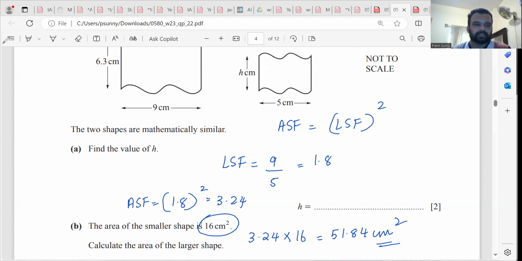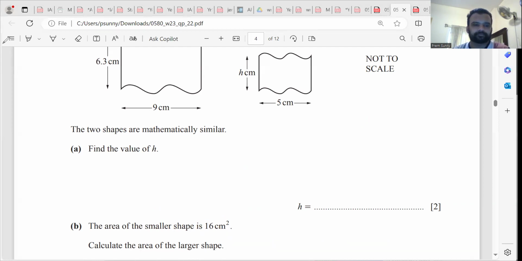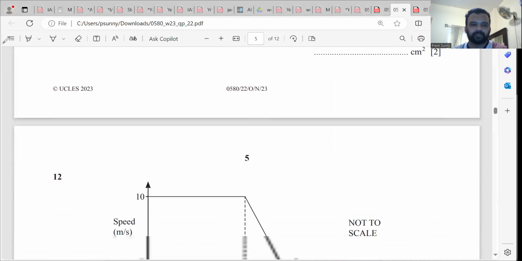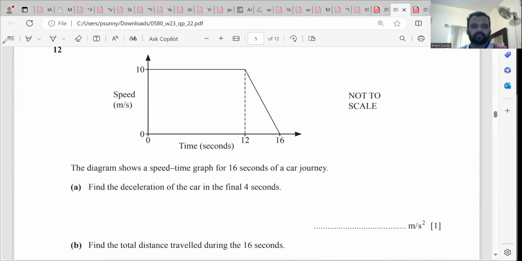Now moving on to the next one. That is question number 12. Find the deceleration of the car in the final 4 seconds. It is a speed time graph. On a speed time graph, the gradient gives you the acceleration or deceleration. So for this final 4 seconds, I need to find the deceleration, which is basically the gradient.